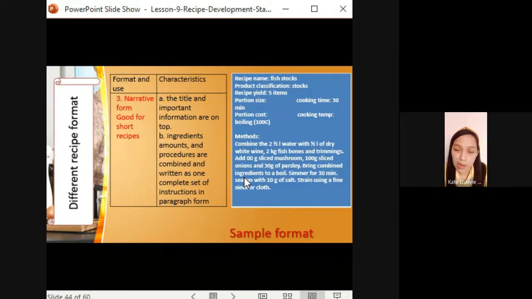So, combine, wala tayong numbering dito na number 1, combine. So, yung may numbering is for standard form. Dito naman tayo sa narrative, dire-diretso siya, no? In one whole paragraph na siya. Yan, for example, combine the ganyan-ganyan, water, and add the ganito. So, dire-diretso na siya, no? Hindi rin siya naka-table. So, kung kayo ang tatanungin, ano ang form na mas best sa inyo or mas gusto nyo gamitin?